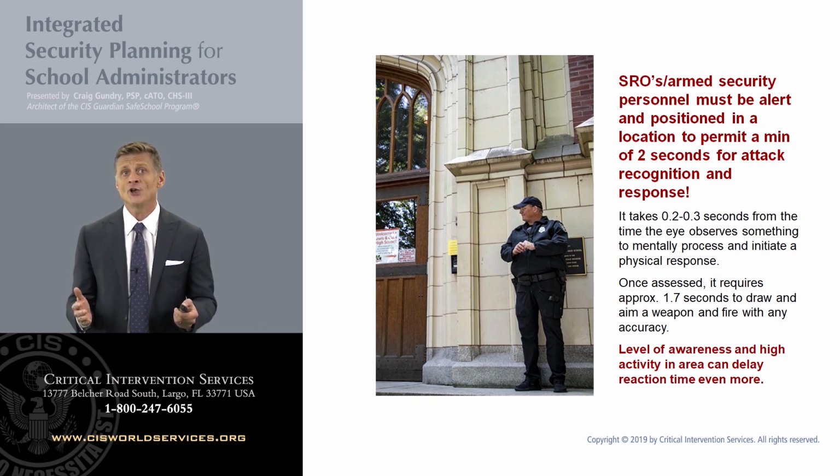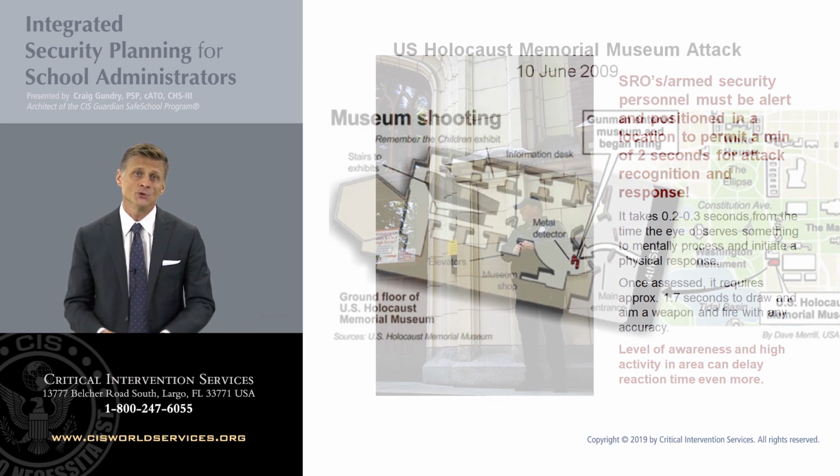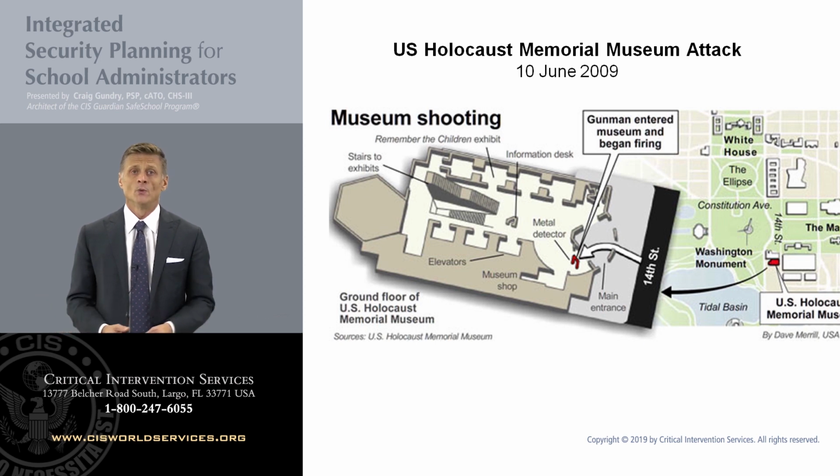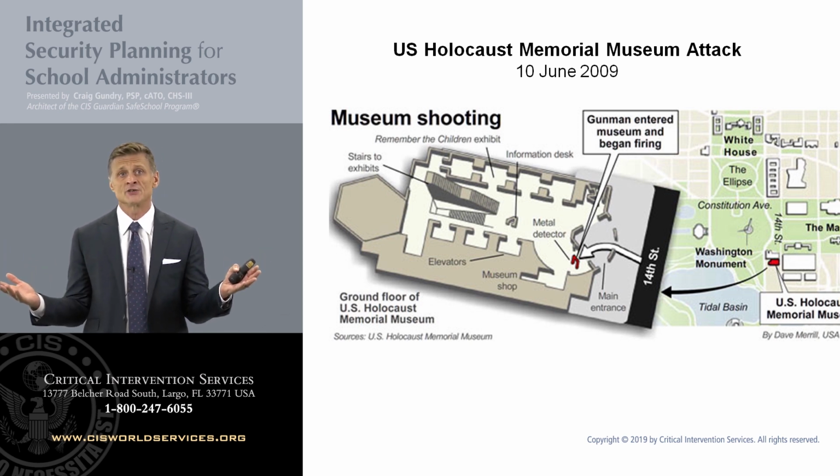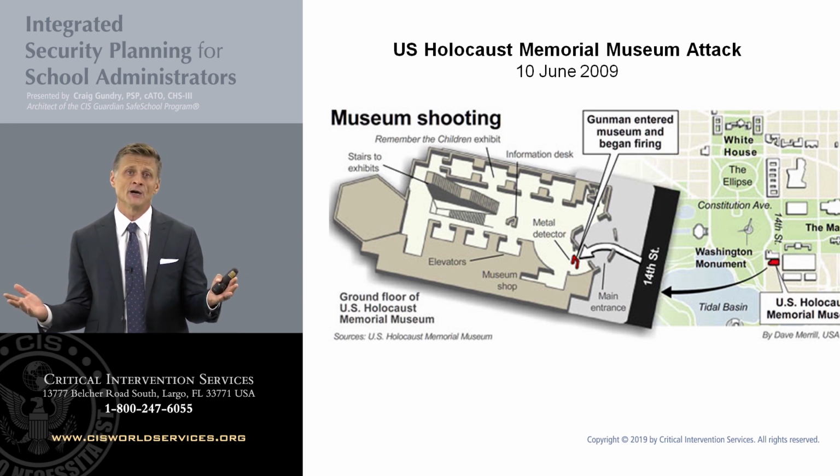And that's exactly what we saw in 2009 at the U.S. Holocaust Memorial Museum, when a white supremacist by the name of James Von Brunn walked through the front doors and shot a special police officer, Stephen Johns, before Johns even had a chance to recognize what was going on and even start taking a response.